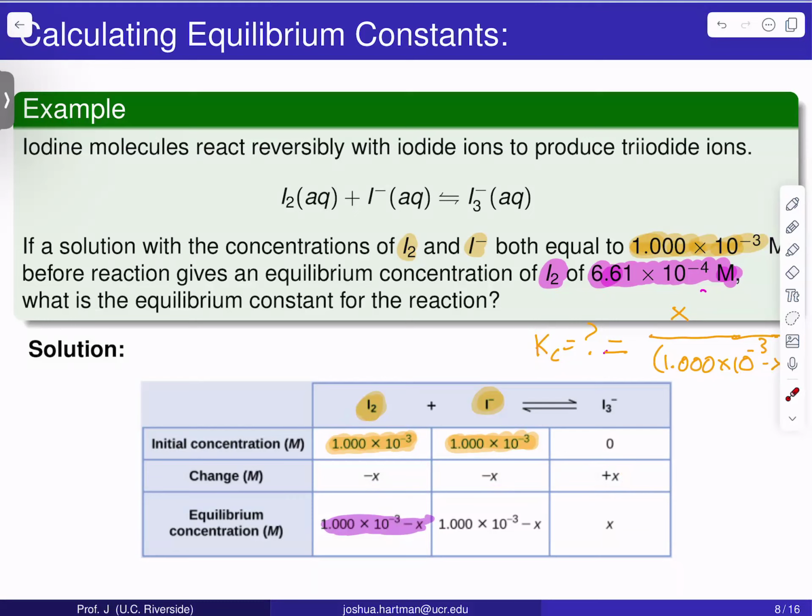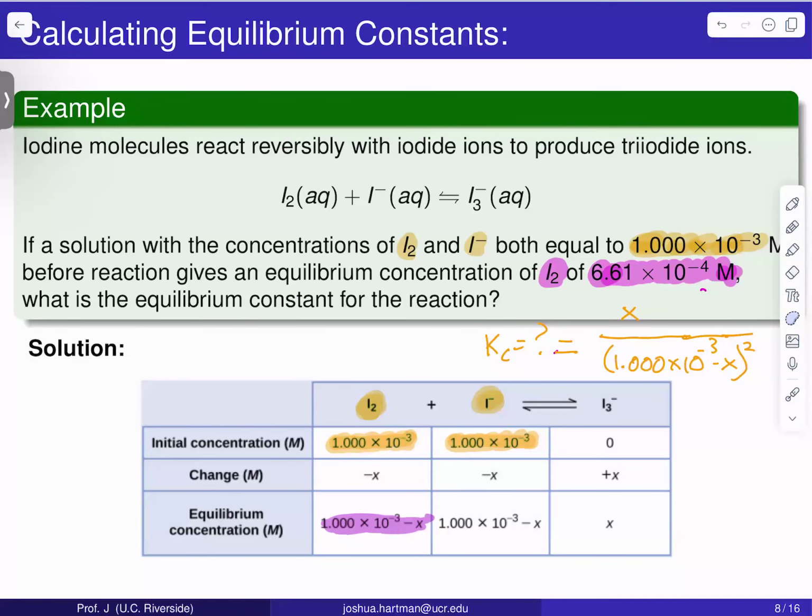And then at equilibrium, we add them together. We say, hey, we've got our initial concentration here. We're going to be taking off some amount, losing some amount X for both I2 and I minus. And then I3 minus concentration will just be that value X. And so we can plug this back in now to our equilibrium constant expression. Move over a little bit here so you can see it better.